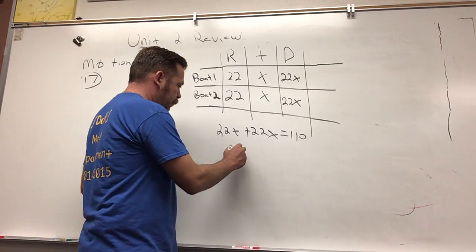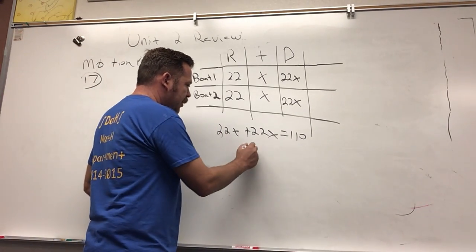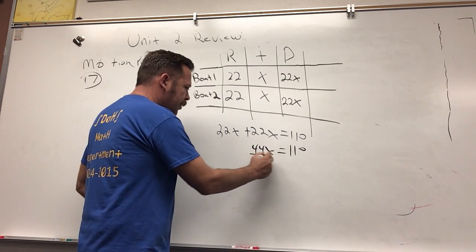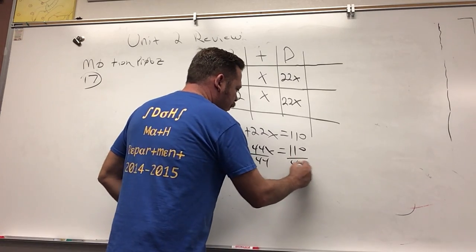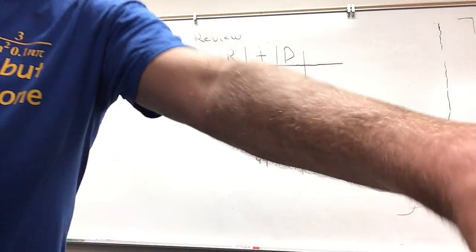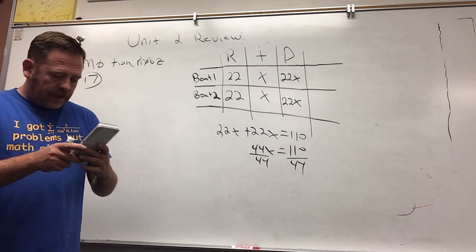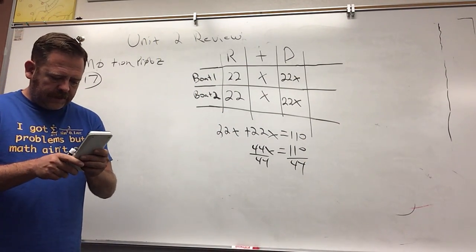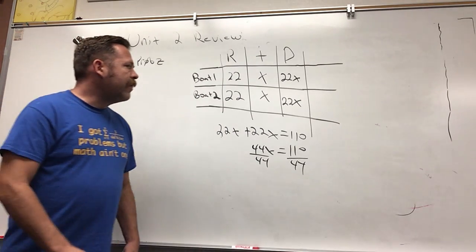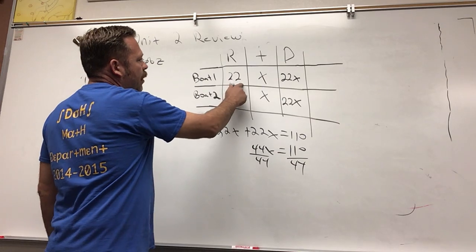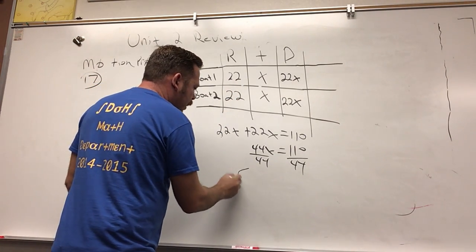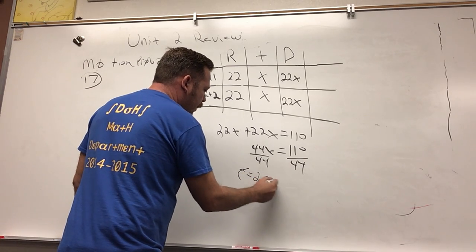So, 22x plus 22x is 44x is equal to 110. Divide by 44. All right, I'm gonna grab my calculator again. So 110 divided by 44 is 2.5, and our rate is in miles per hour. Our time is in hours, okay? So my time equals 2.5 hours.